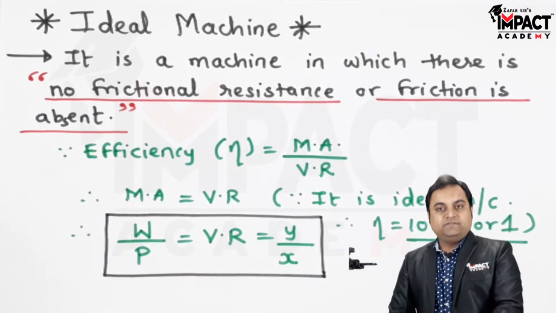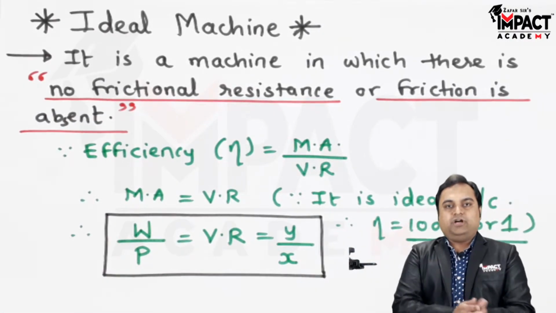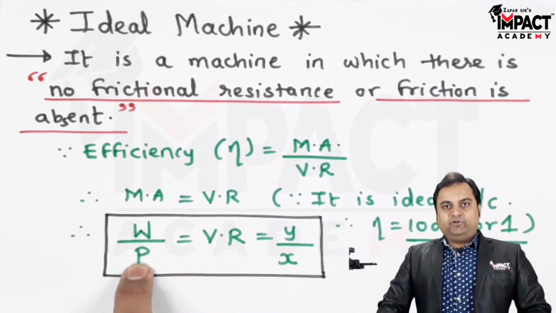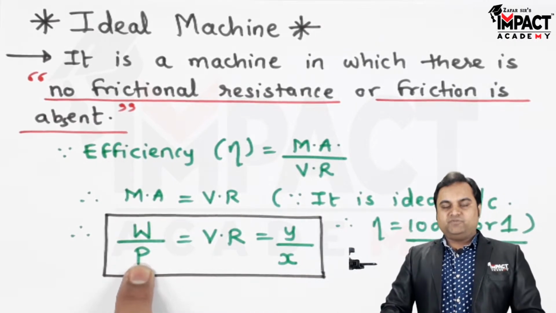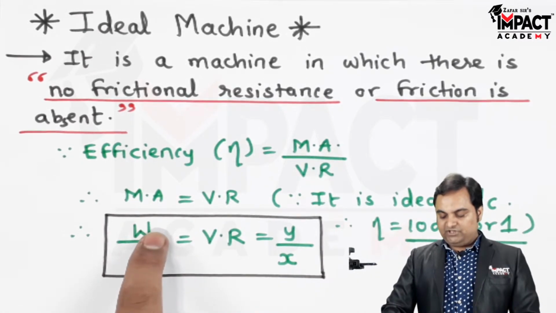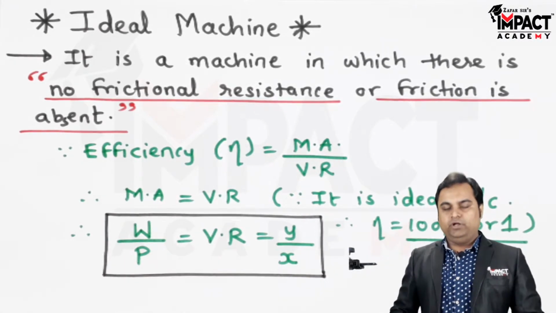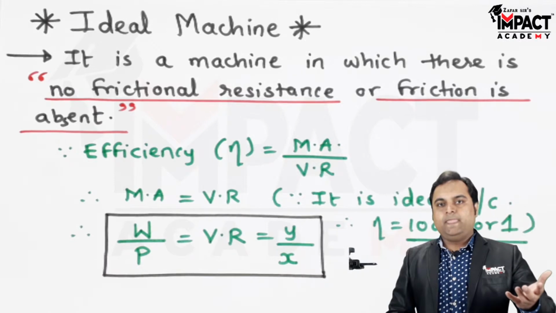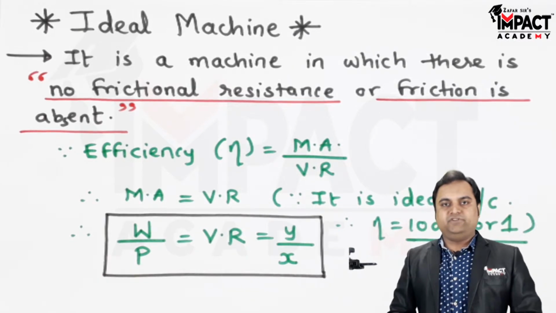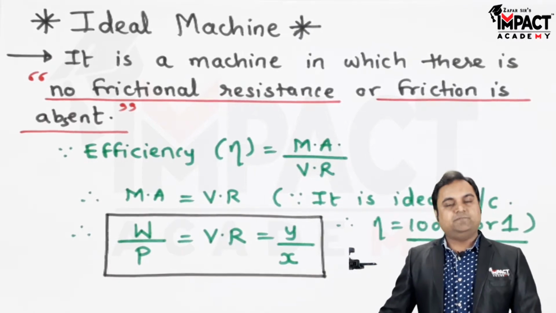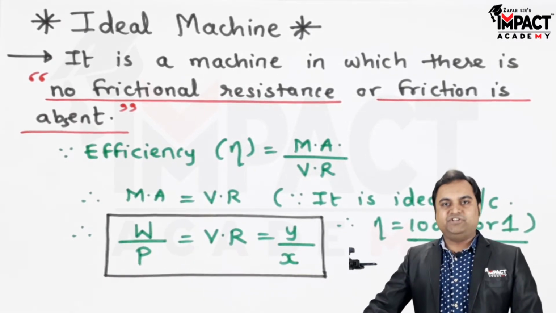And since the frictional resistance or the amount of friction is absent here, the amount of effort which we want to apply in this machine would be considerably reduced, and similarly with the help of this machine we can lift a huge amount of load, because whatever effort we are applying, that is just going on in lifting the load, and we don't need to overcome the frictional resistance here because friction is absent. So that was a short explanation regarding an ideal machine.